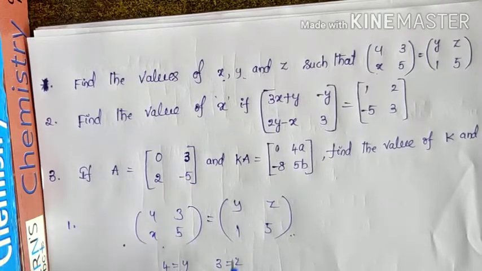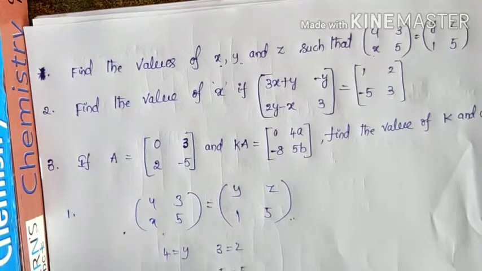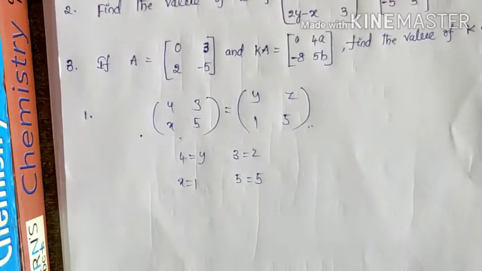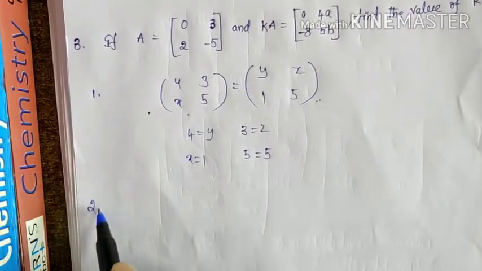X is equal to 1 and 5 is equal to 5. In this way you have to equate the matrices. Okay, next one, see the solution of the second one.